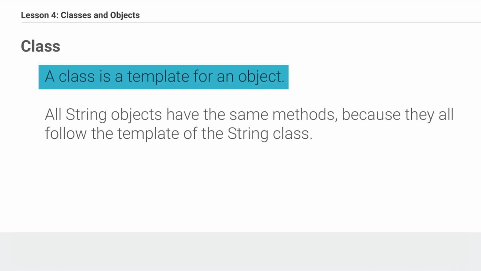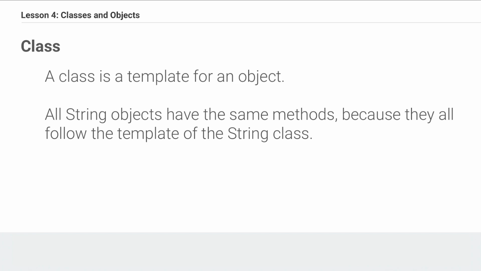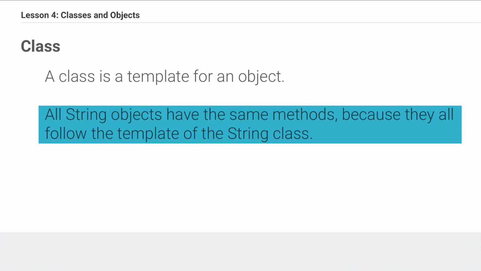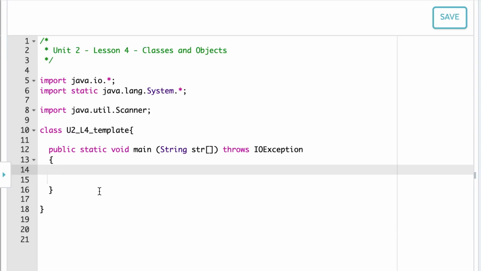So a class is really just a template for an object, or the blueprint for an object. And later in this class, you will have the chance to define your own classes. But for now, you're just going to use the classes that you already have available to you. The two classes that you've already seen are Strings and also Scanners. But like I was saying earlier, all String objects share the same methods because they're all following the template of the String class. So if you remember, there's a couple things I wanted to show you about classes and objects that are kind of helpful for remembering them.